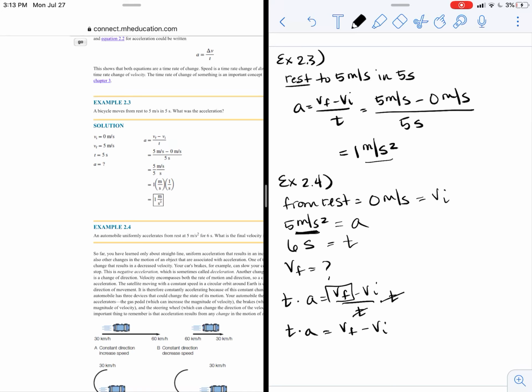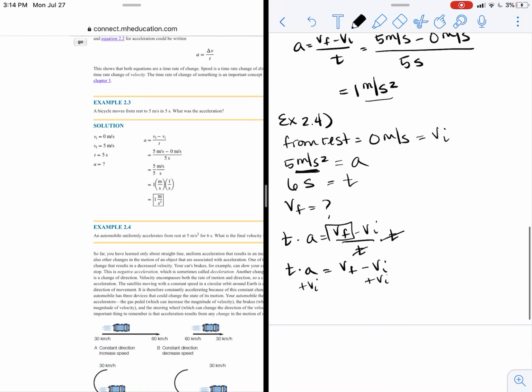So how do I get final velocity by itself if this is subtracting initial velocity over here? Well, you just add initial velocity to the other side. So now I have time times acceleration plus initial velocity is equal to final velocity. So I've got 6 seconds times 5 meters per second squared plus 0 is equal to 30.